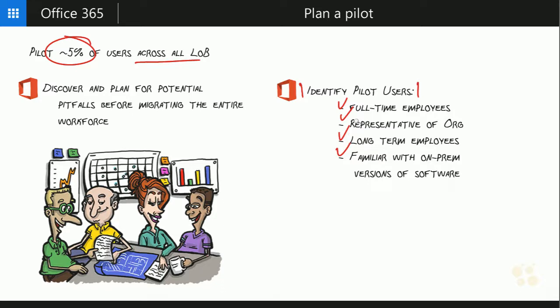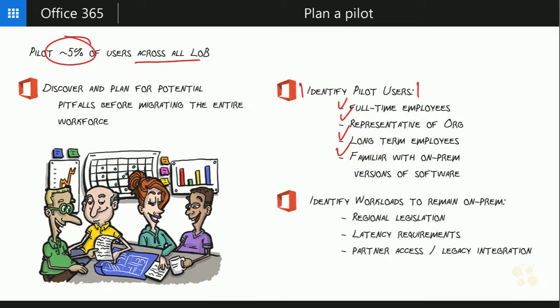Another critical step that you want to perform before you perform your pilot is to identify workloads that have to remain on-premise. And there can be a lot of reasons that you'll have workloads you're not going to be able to move into the cloud. A couple of the really notable ones that Microsoft identifies: regional legislation. If you've got confidential data, medical data, financial data, moving that into a data center that's in a different region or in a different country may not be legal.